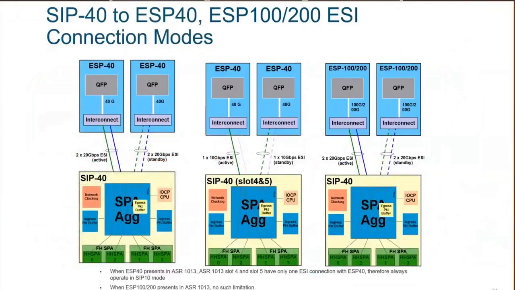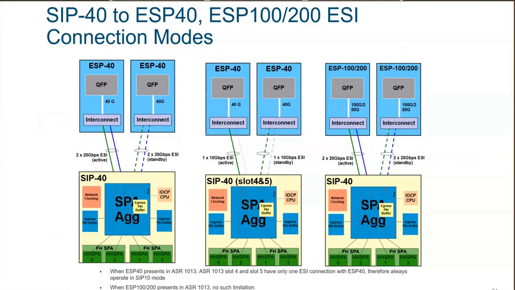Okay, so SIP40 to ESP. When we use SIP40 with different ESP modules, there will be a variant connection. Say you have an ESP40 module, where one is active and one is standby. If you connect a SIP40, you will have 2 x 20 Gbps ESI links. But on the ASR 1013 routers, you can house six SIP modules.